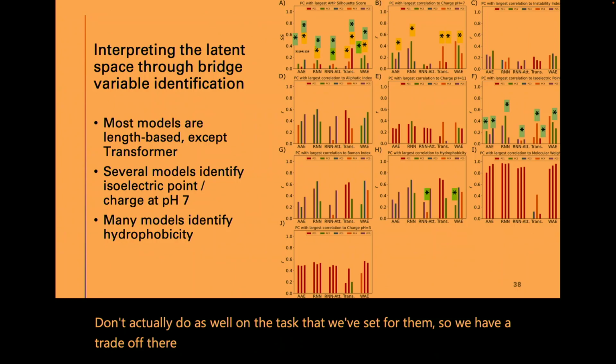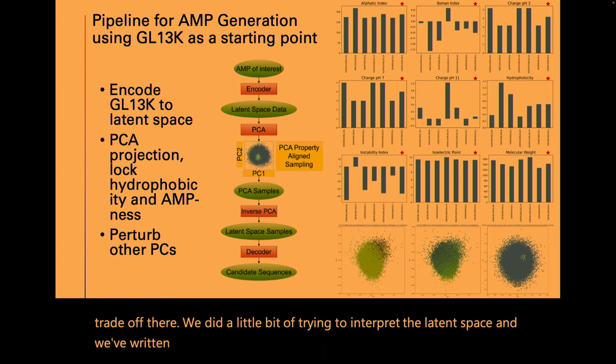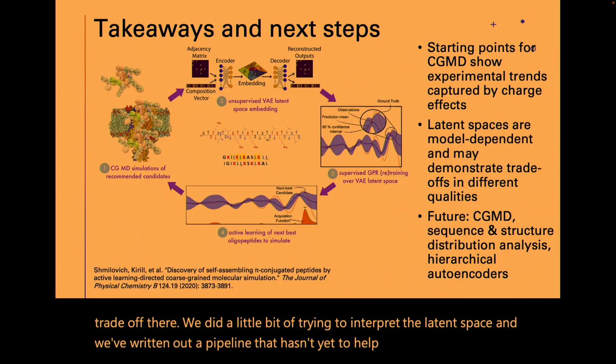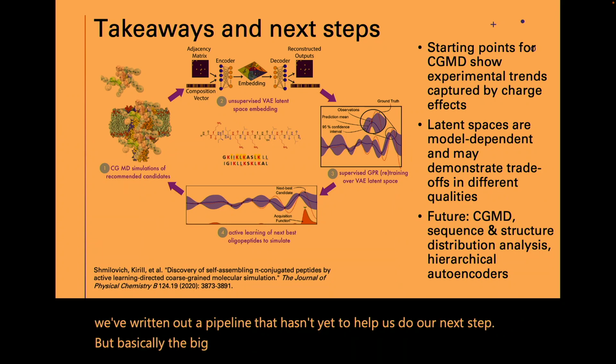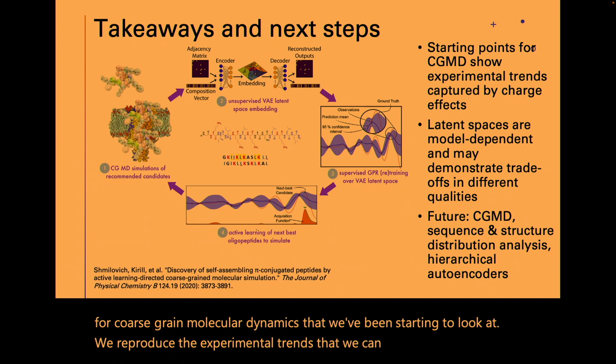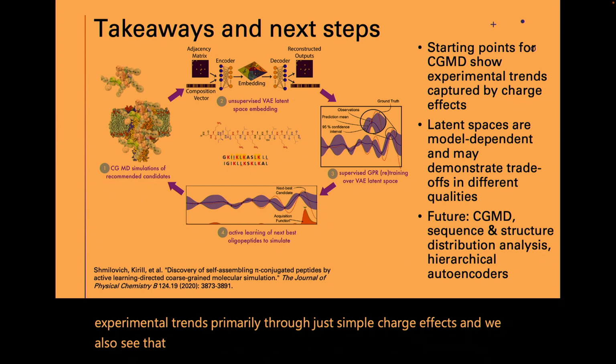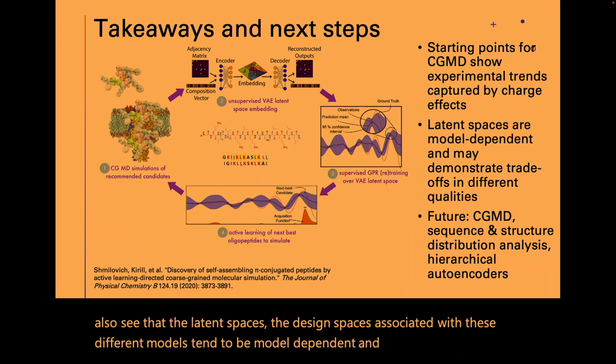We did a little bit of trying to interpret the latent space, and we've written out a pipeline that will help us do our next step. But basically, the big takeaways here are that we have these starting points for coarse-grained molecular dynamics that we've been starting to look at. We reproduce the experimental trends, and we can understand those experimental trends primarily through just simple charge effects. And we also see that the latent spaces, the design spaces associated with these different models, tend to be model dependent and may demonstrate trade-offs in different qualities.